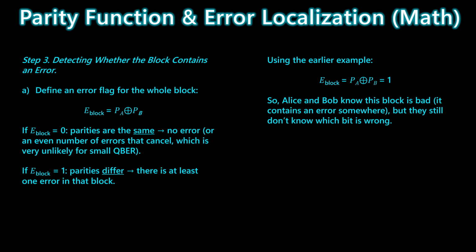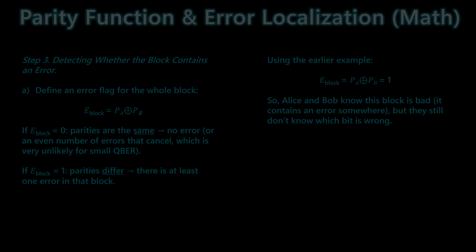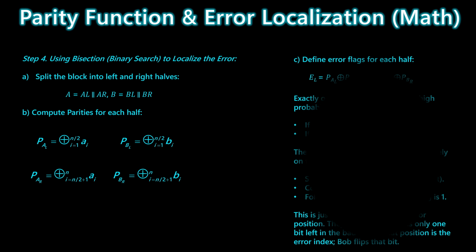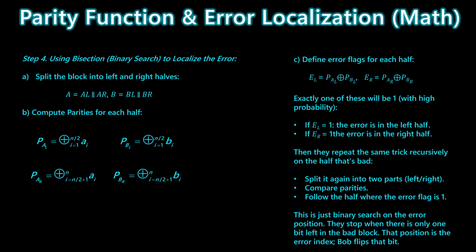Splitting the block and tracking down where that error actually lives. Once Alice and Bob know their block contains an error, the next question is, where is it? The trick they use is beautifully simple. They split the block into two halves.